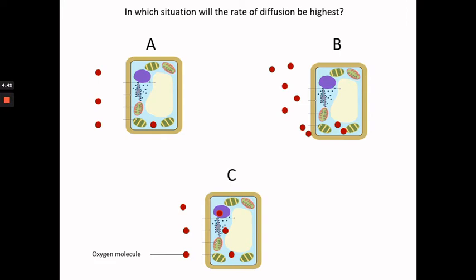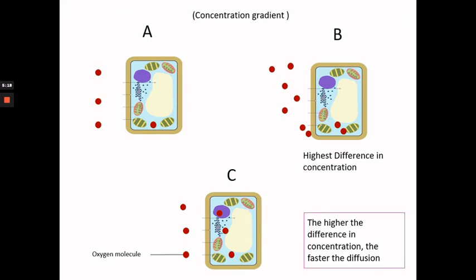Now, let's take a look at these three situations. In A, we have 3 molecules of oxygen outside and 1 inside the cell. In B, we have 7 molecules of oxygen outside, 2 molecules inside the cell, and in C we have an equal amount of oxygen molecules inside and outside. I want you to consider this question. In which situation will the rate of simple diffusion be highest? Is it A, B, or C? Now, if you're thinking the answer is B, you are right.